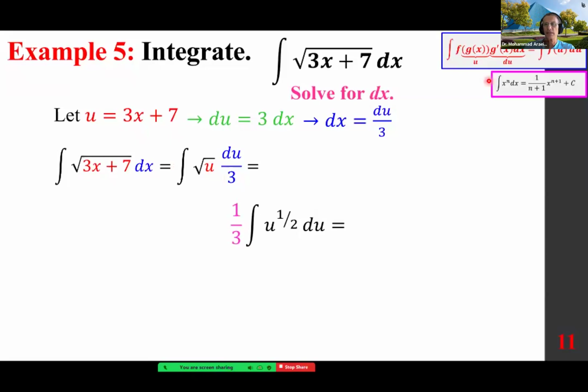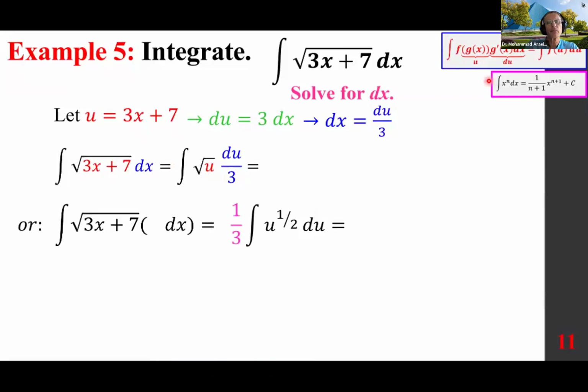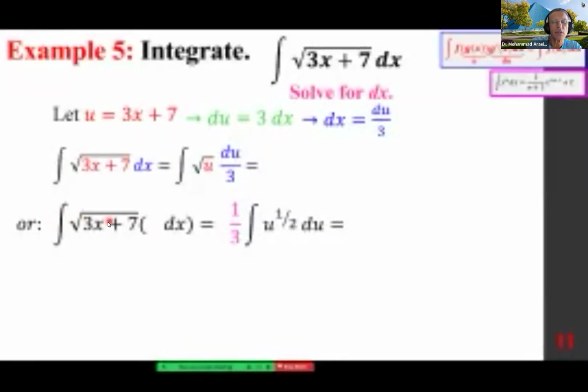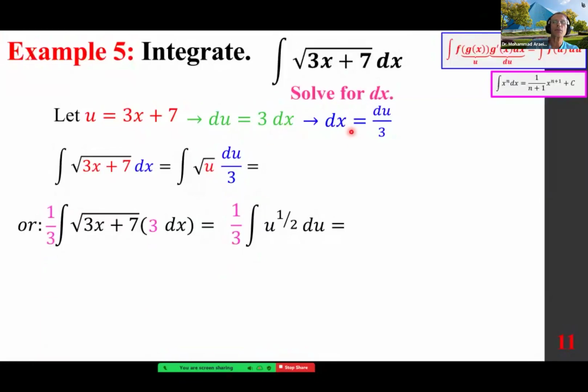However, the way I do that is this. I look at the du, and I notice number 3 is missing. So I'm going to put number 3, and I'm going to undo it by putting 1/3 outside. So when I do that, I get exactly the same thing. I believe this is a tad easier than having to solve for dx. Now, this is something we have seen before. 1/3 remains. This is 1 over 1/2 plus 1 u to the power of 1/2 plus 1 and a constant. That is simply following the power rule.